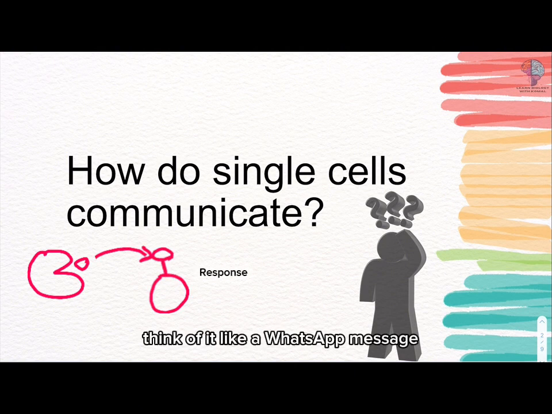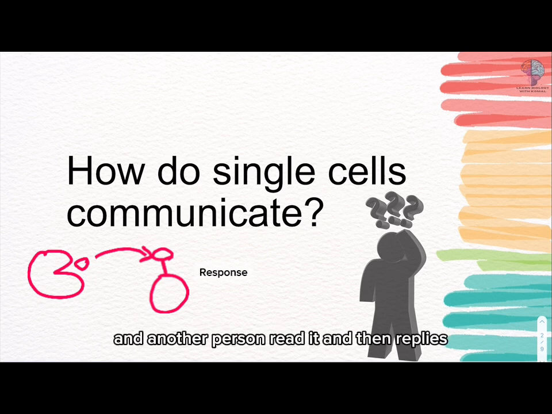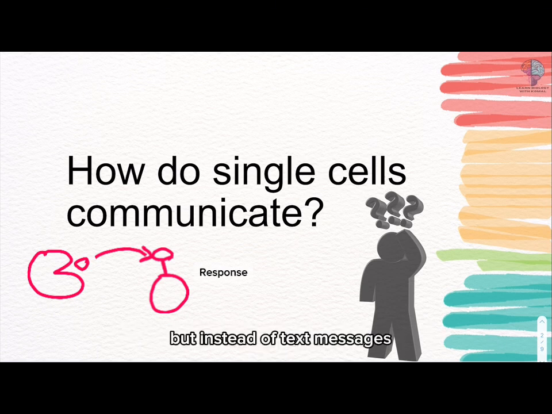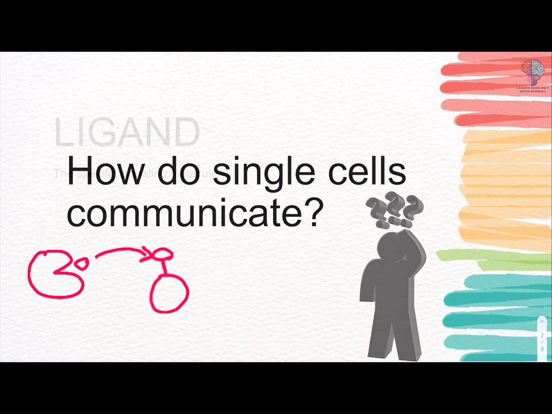Think of it like a WhatsApp message. One person sends the message, and another person reads it and then replies. So cell communication works in almost the same way, but instead of text messages, they use special signaling molecules.